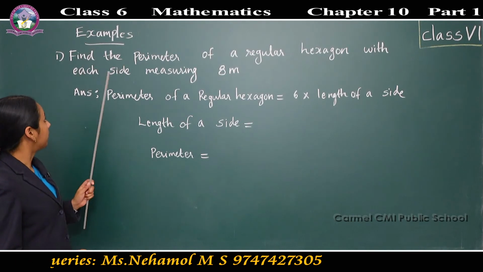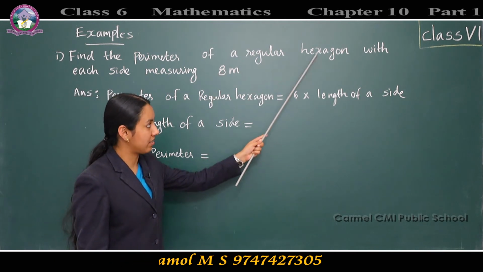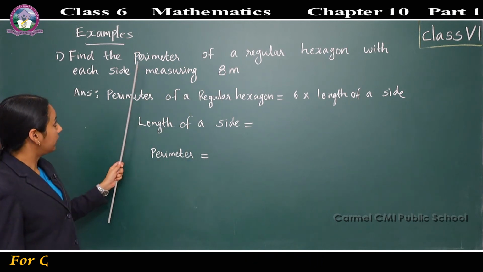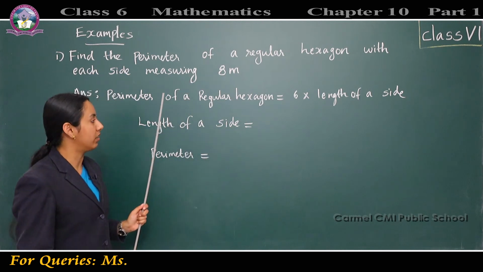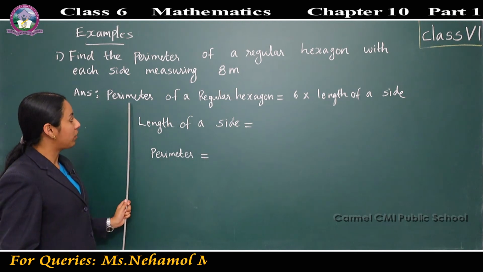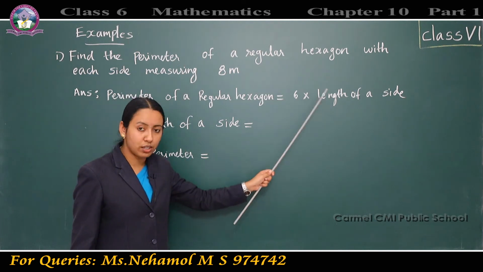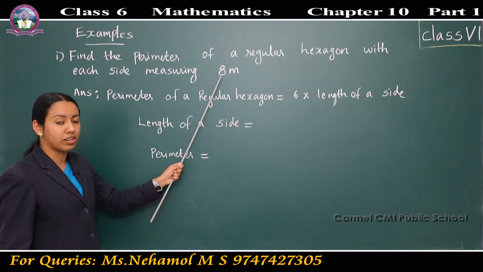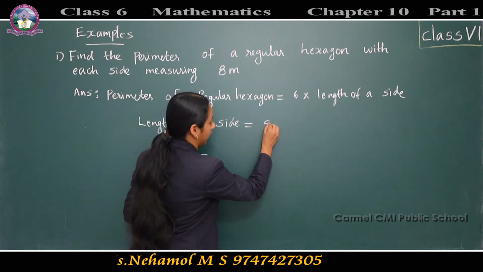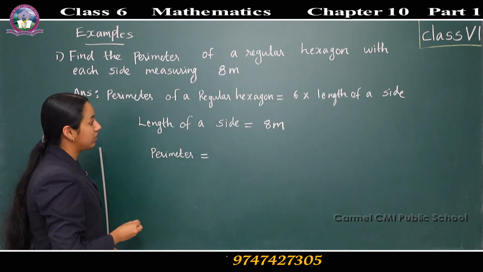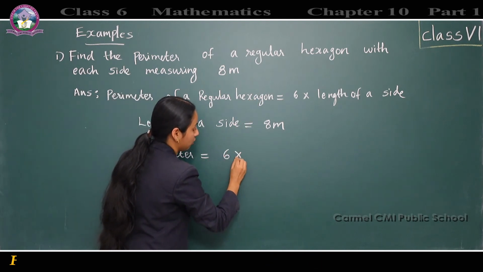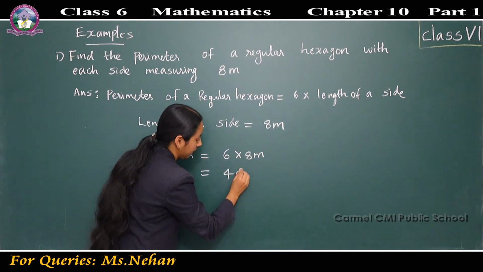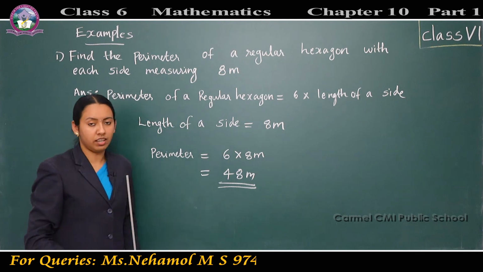Examples. First one. Find the perimeter of a regular hexagon with each side measuring 8 meter. Yes, we already studied. Perimeter of a regular hexagon is equal to 6 into length of a side. Here each side is given, 8 meter. Then the perimeter is 6 into 8 meter. 6 8s are 48 meter. That is the answer.